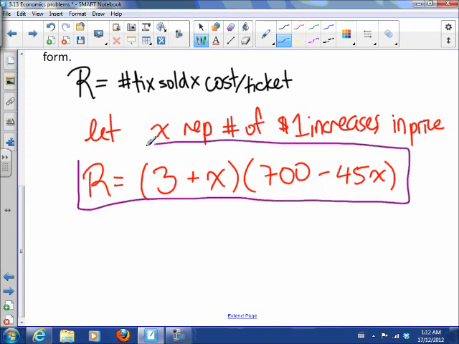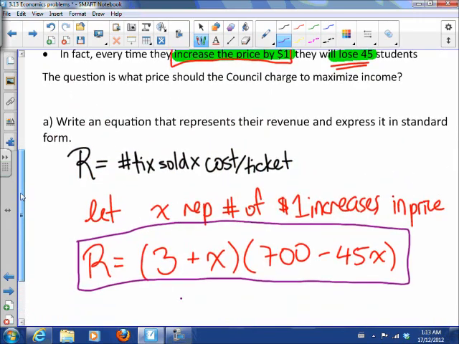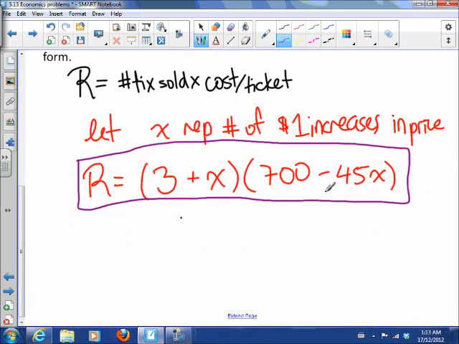Okay? So that's not the main focus of what we wanted to do today. I want to analyze the equation. But I just wanted you to see how the equation is made. Okay? So that's our equation. And now the question says to represent it in standard form. Okay, so this is definitely not standard form. So what we have to do is we have to expand.